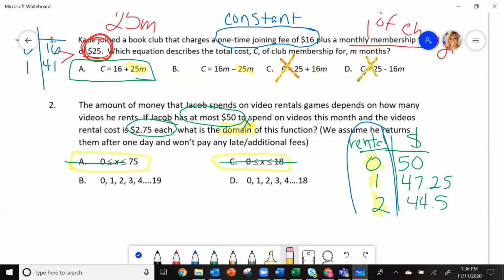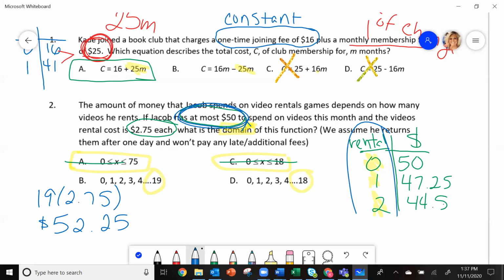Now, when do we run out of money? If we keep going down, if you look, it either ends at 18 or at 19. So let's see what happens. If I take 19 times 2.75, what do you get? Well, 19 times 2.75, you get $52.25. That won't work because we only have $50. So this can't be the answer.